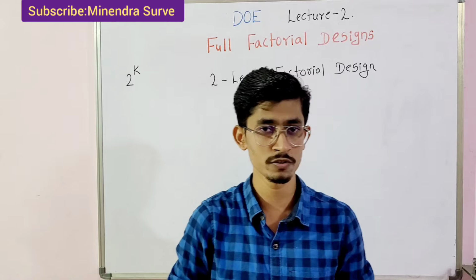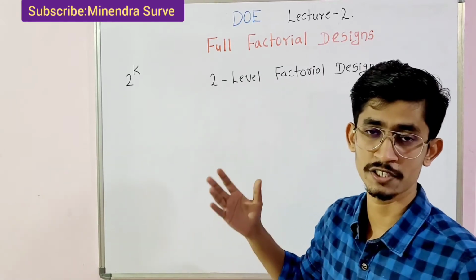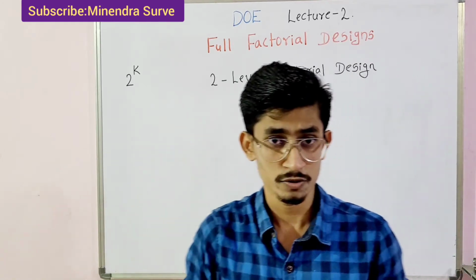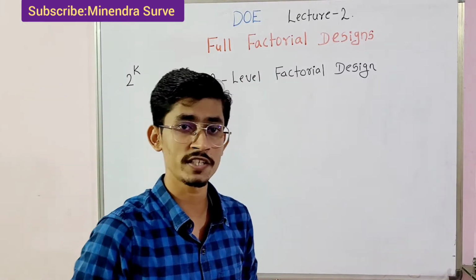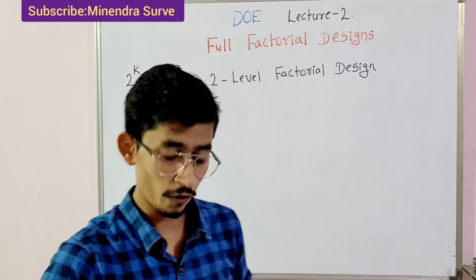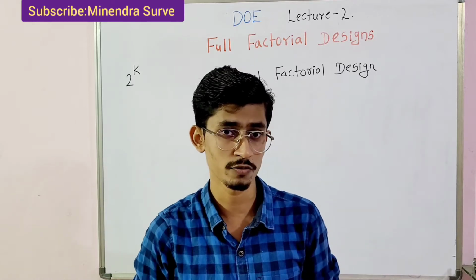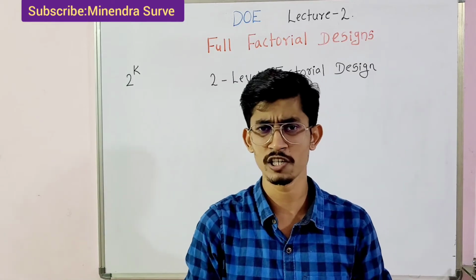We have already gone through lecture number 1 of DOE, that is Design of Experiment. So this is our lecture number 2, and inside lecture number 2 we look at what a full factorial design is. Before starting lecture 2, I will give some introduction about lecture 1.